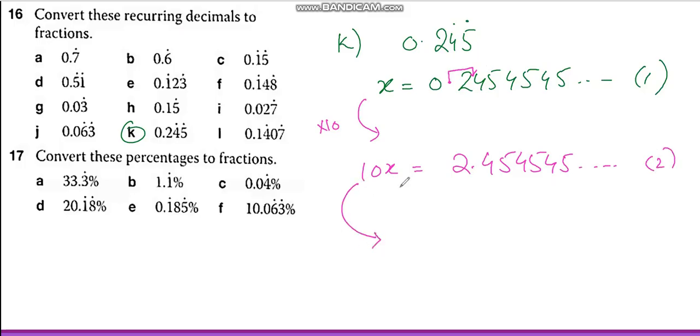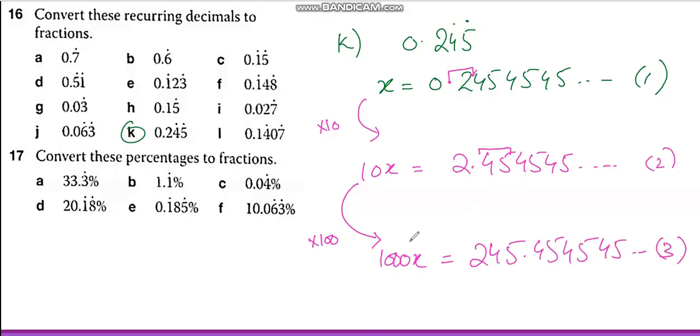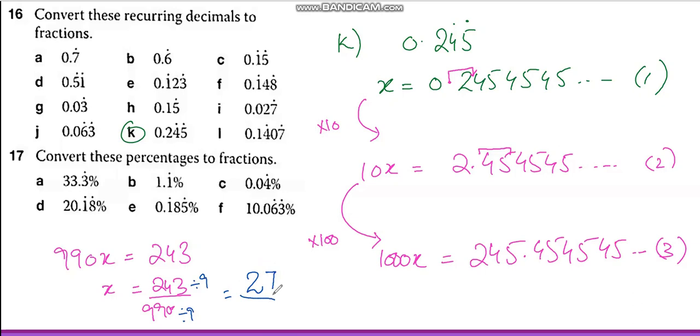Now we will multiply again by 100, because if we multiply both sides by 100, we can get the same decimal parts in both equations on the right side. If we multiply by 100, we get 1000x on the left side, and on the right side we get 245.454545. Call it equation number 3. We can subtract equation 2 from equation 3, and we get 990x, and on the right side we get 243. If we divide both sides by 990, we can divide by the highest common factor, which is 9. So on the top we get 27, and on the bottom we get 110.